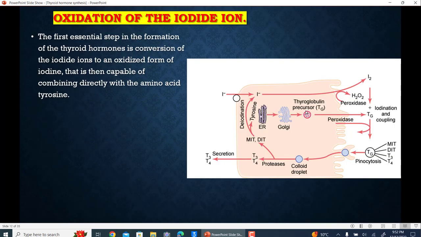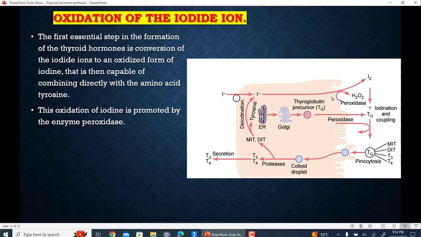The first essential step in formation of thyroid hormone is conversion of the iodide into an oxidized form of iodine, which is then capable of combining directly with the amino acid tyrosine. This oxidation of iodine is promoted by the enzyme peroxidase. In the apical region of the thyroid cell, an enzyme is present which is called peroxidase.